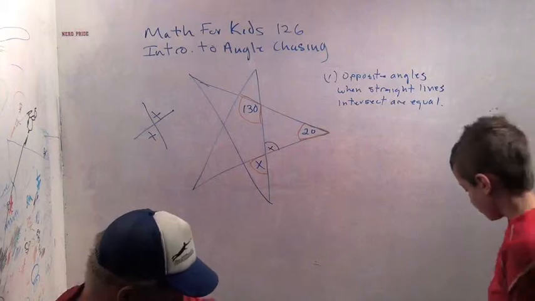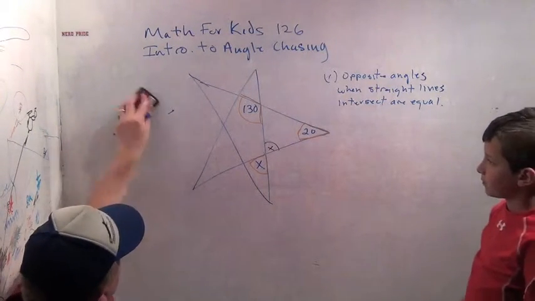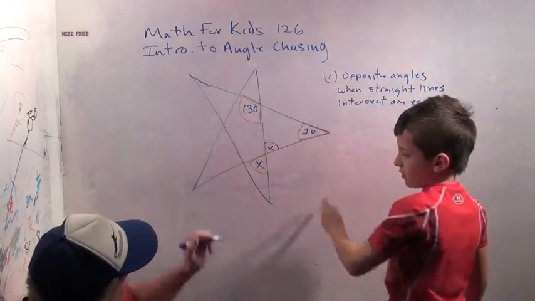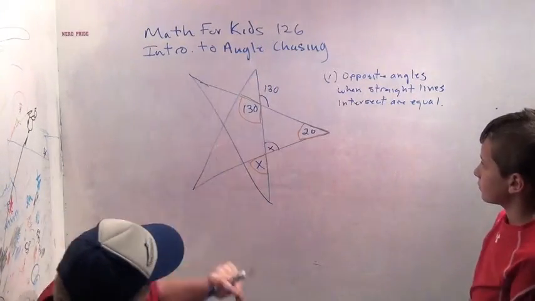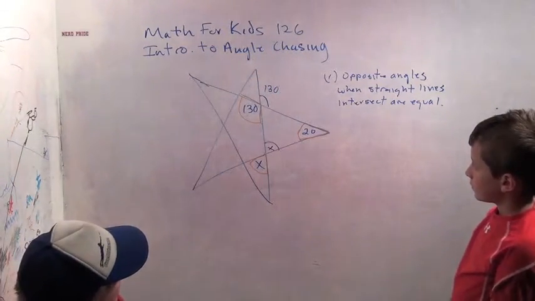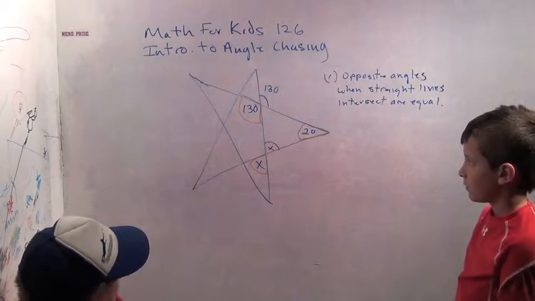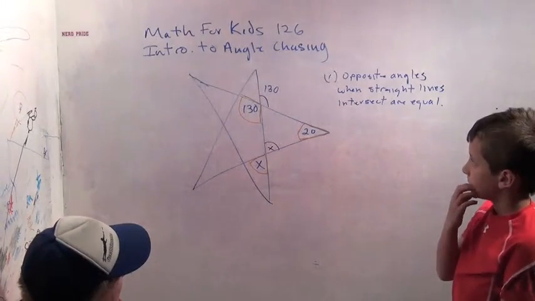Can you hand me that eraser? Okay, very good. So that angle is x. What else can we do? Well, this is 130. Okay, this angle here is also 130 for exactly the same reason. Does that help us? Does that get us closer to what we're trying to do? Not really, but it is true that that angle is 130.